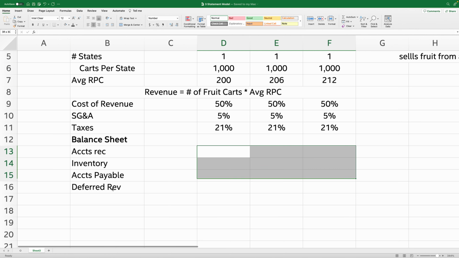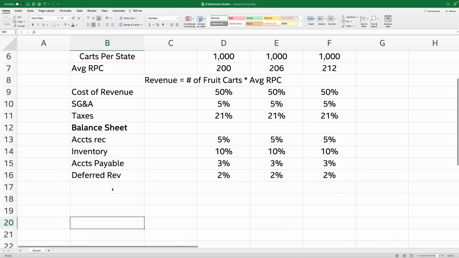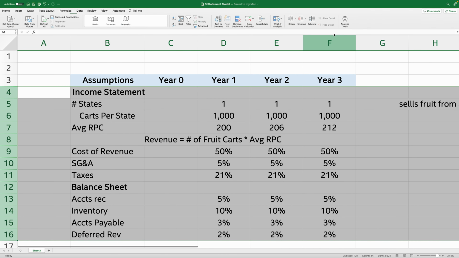So let's make these assumptions real quick. So it happens that 5%, 10%. Accounts payable should be less than accounts receivable, I hope. So 3%, and then maybe 2% of sales. All right, that would be the balance sheet. So now we have our assumptions clearly laid out, eloquently.